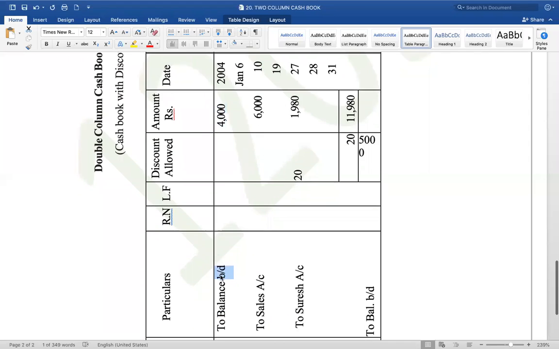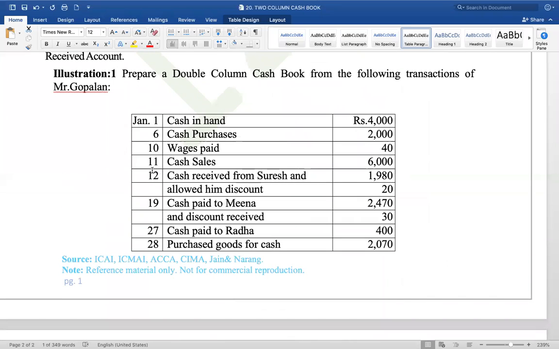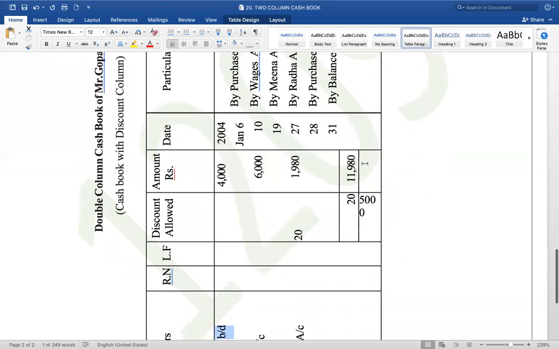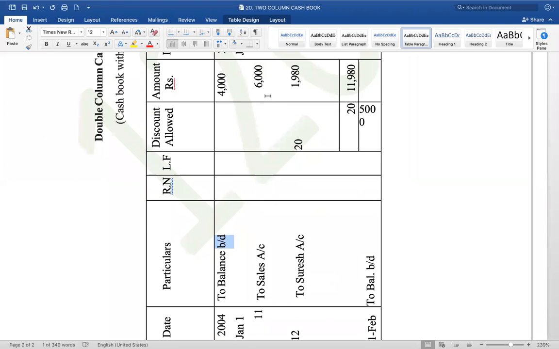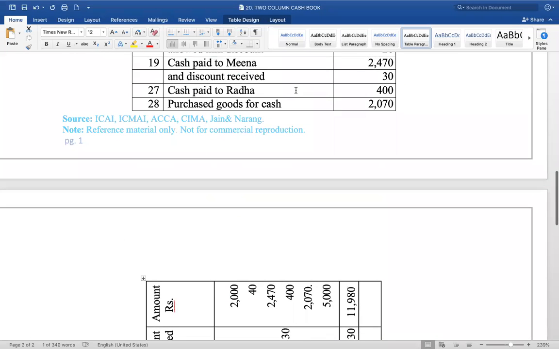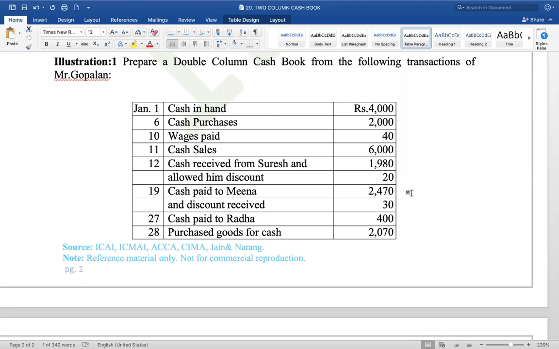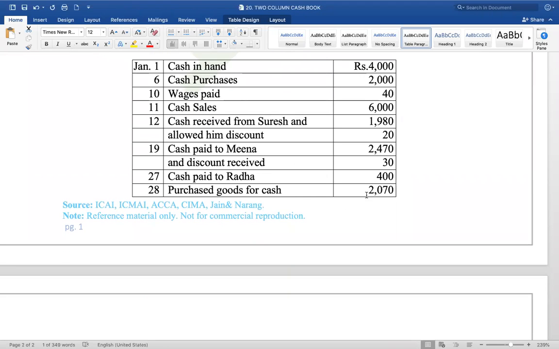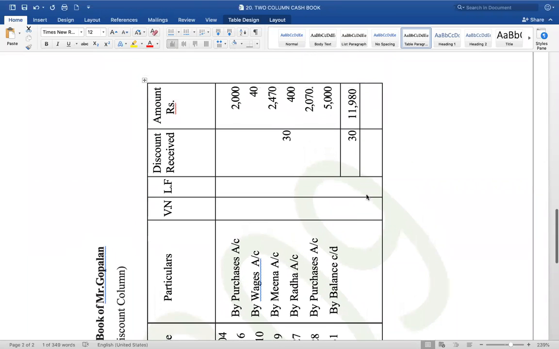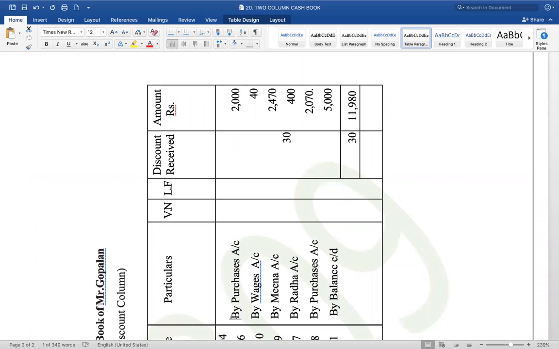Next, sales. Cash sales 6,000. Cash comes in, debit what comes in. And likewise, Suresh paid, debit what comes in. When he pays, it comes into the company, we receive it, so it is debited. Similarly, all the payments, wages paid, purchases, cash paid to Radha, all these things come on the credit side because they're all payments. It's going out. Credit when the cash is going out.